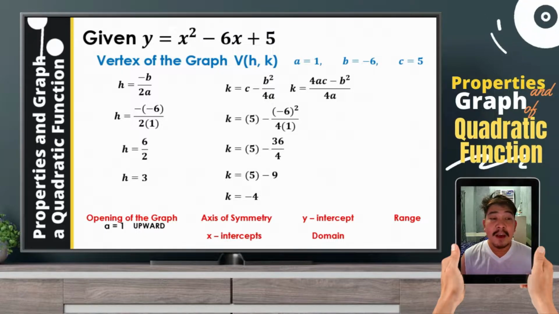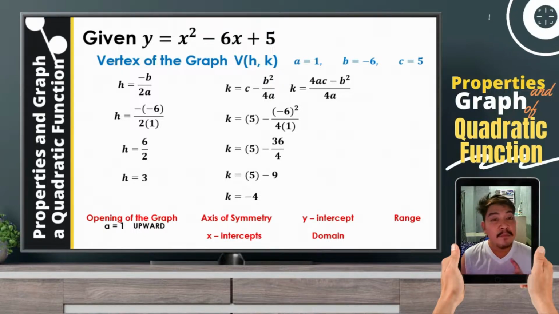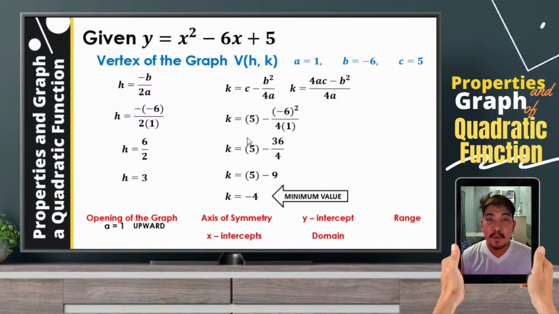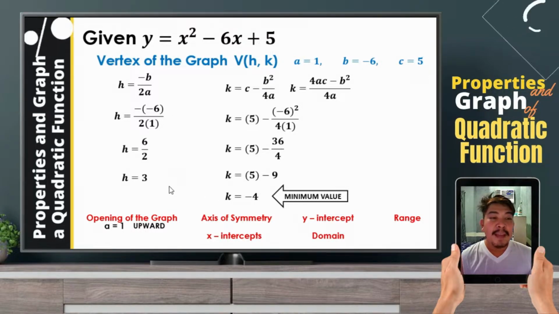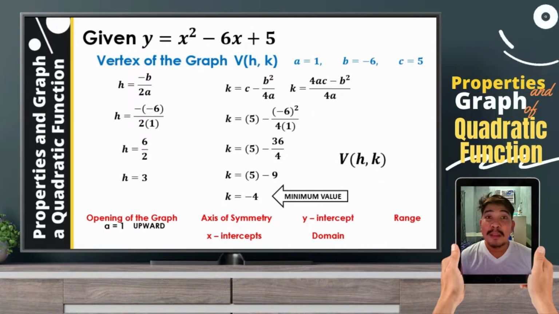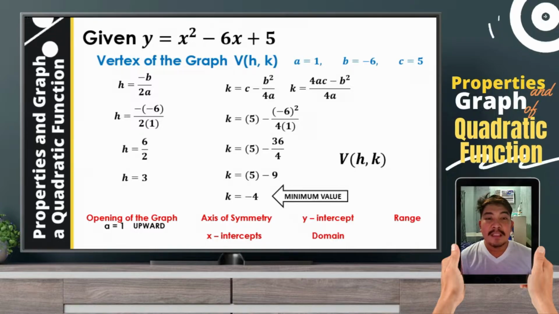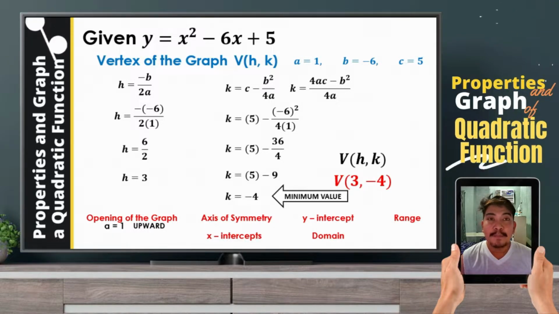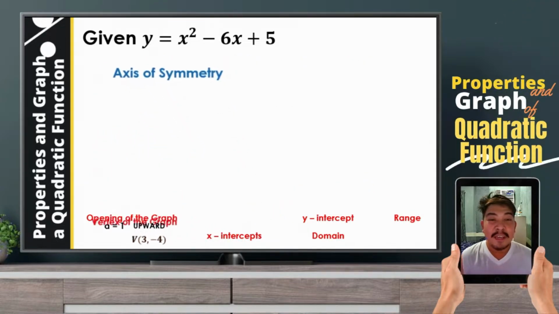Since the parabola opens upward and it will have a minimum value, we can find the minimum value using the value of k. Therefore, this quadratic function y is equal to x squared minus 6x plus 5 will have a minimum value of negative 4. If we combine 3 and negative 4 and make it an ordered pair, we can formulate our vertex. The vertex will lie at (3, negative 4). So we are through in finding the vertex.